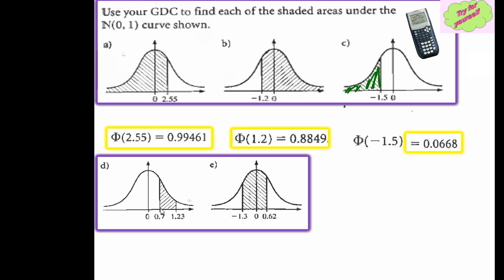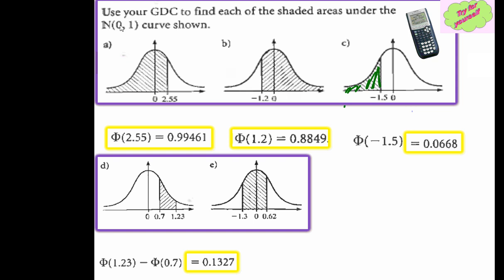Notice this one's a nice easy one: second vars, normal CDF, lower bound is 0.7, upper bound is 1.23. And then you should hopefully get this answer as being that area. Makes sense because it's less than 0.5. Same with this one, it makes sense. If it was more than 0.5, you know something would be wrong. This one, if it was less than 0.5, you'd know something would be wrong because 0.5 is this area here, so it's got to be bigger.